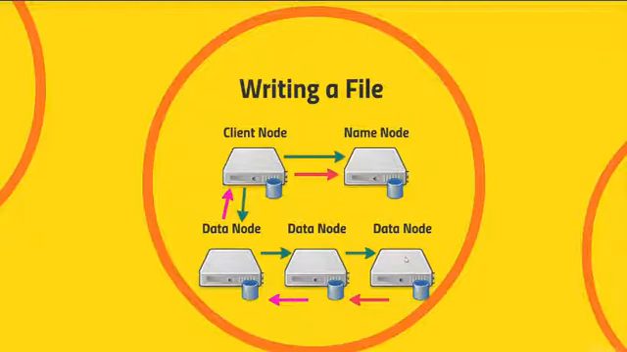And finally, when all the data nodes that we want to replicate that file have written the data successfully, acknowledgements get sent back through and back up to the client node, and finally back to the name node, where it can then record the fact that that file has been written successfully. And now future requests to read that file can be served.